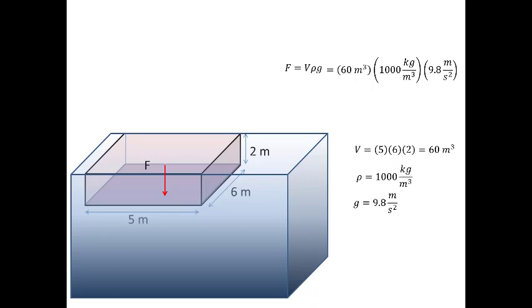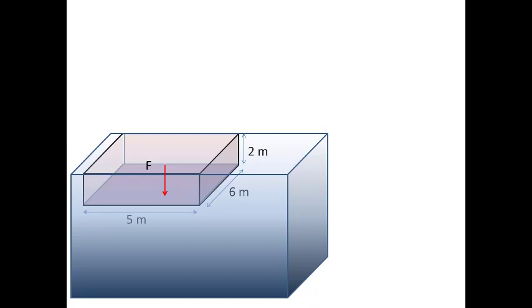So to find the force, you just multiply all these together, and if you keep those units the same and multiply those, you get 588,000 kilogram meters per second squared, which we can convert a bit, knowing that 1 Newton is equal to 1 kilogram meter per second squared. So we can change those units a bit and call this final answer 588,000 newtons. So that's how we find the force on the bottom of the box.